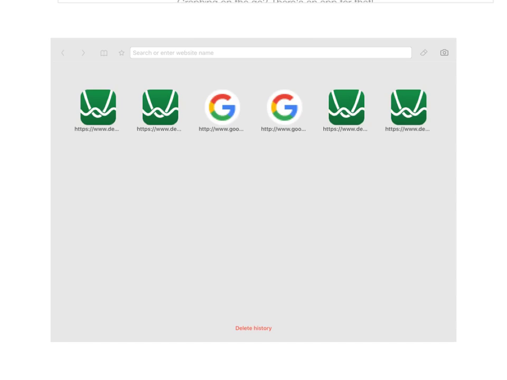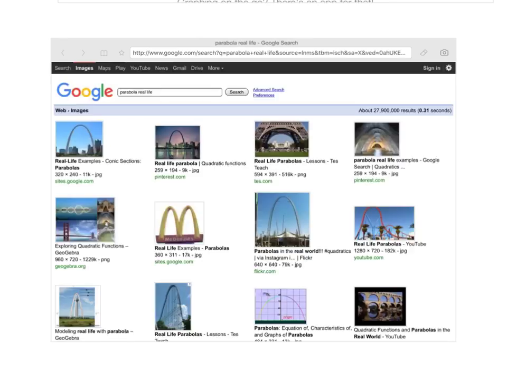So I want to talk about what a parabola is. I pulled up a browser for you, and we are going to look up parabola in real life, so you can see that I'm not just making this up. You actually see parabolas all around you. Here are several different examples for you.